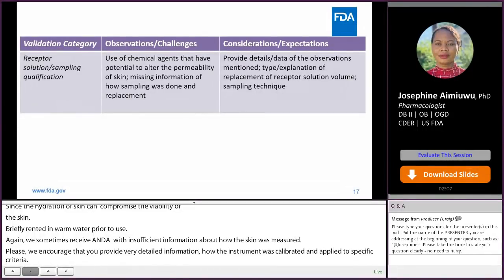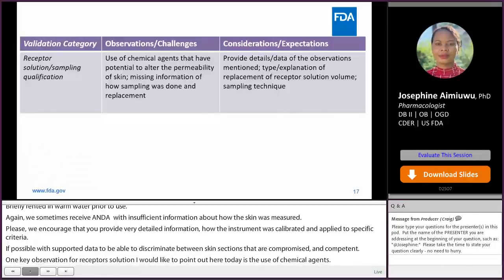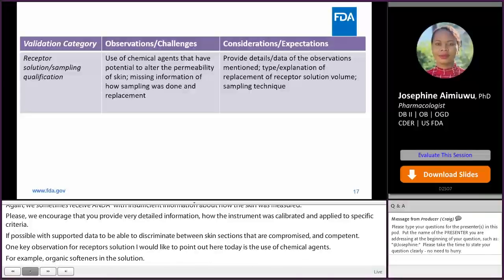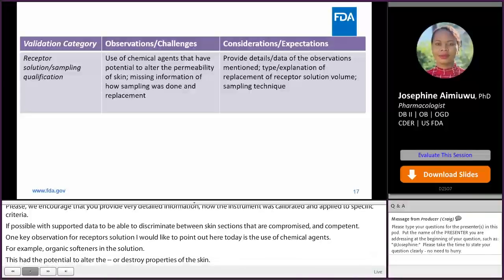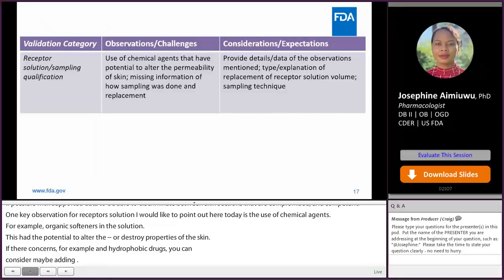One key observation for receptor solution I would like to point out here today is the use of chemical agents, for example, organic solvents in the receptor solution. These have the potential to alter the permeability or may even destroy the barrier properties of the skin. If there are concerns of solubility, for example, in hydrophobic drugs, you can consider maybe adding 0.1% or 0.2% of oleth ether, which has been demonstrated to not have any impact on skin permeability, to increase the solubility of your test article.